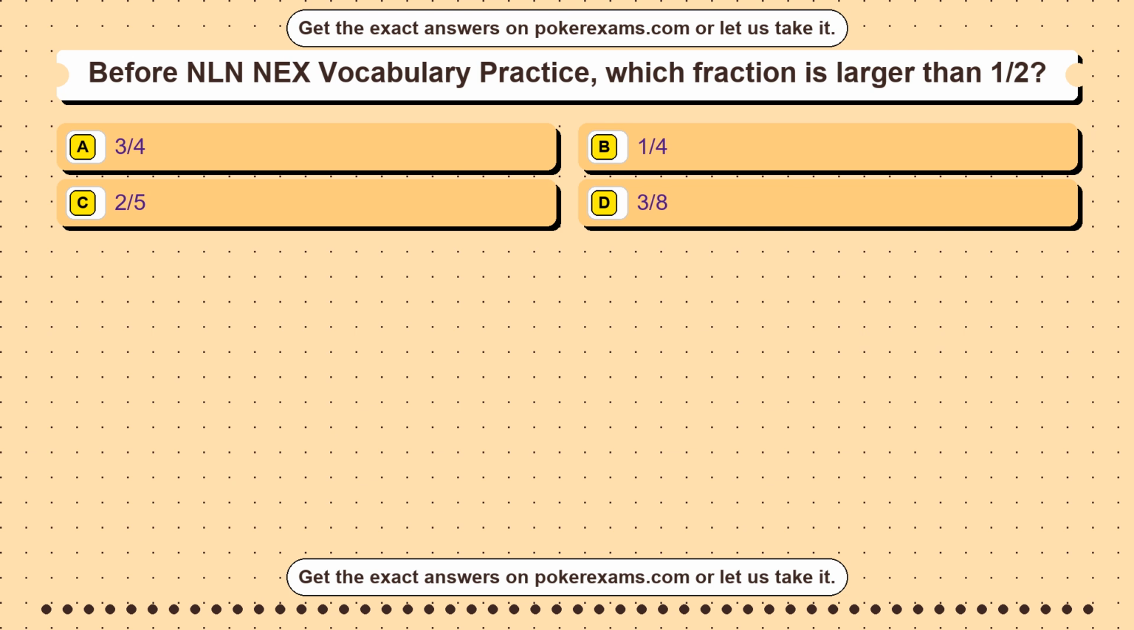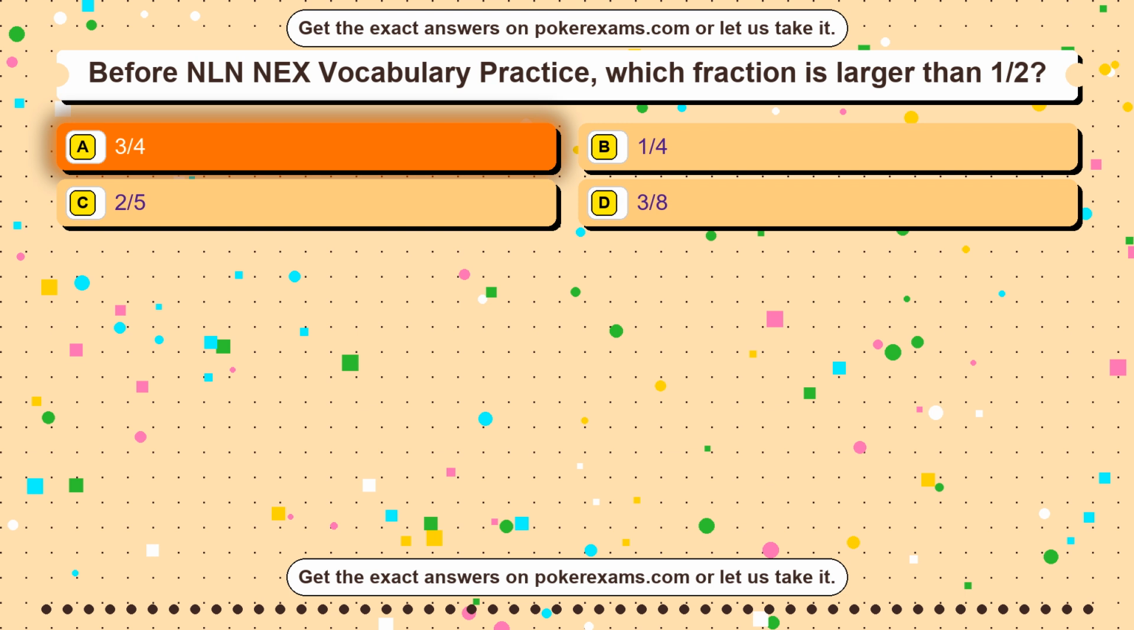Question 45. Before get test prep, which value is the perimeter of a square with side 6? Option A 12. Option B 18. Option C 24. Option D 36. The correct answer is option A.